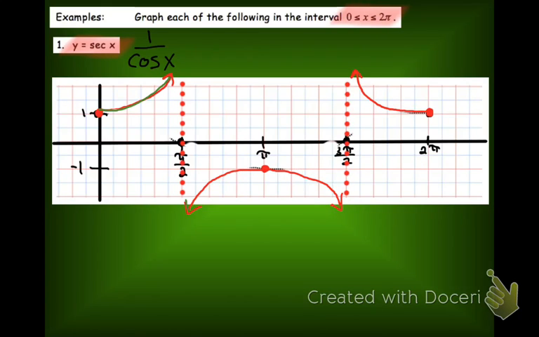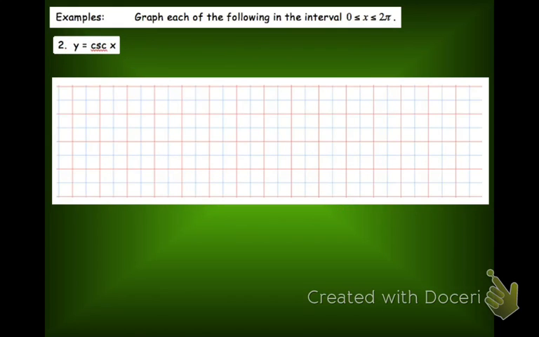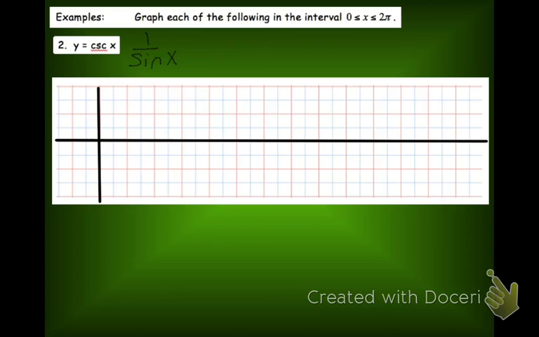So let's look at the next graph, which is now y equals cosecant of x. So remember, that's 1 over sine x. So I'm going to go ahead and put my lines in here, as you should on your paper. And I'm going to put my labels in as well, so you can do that also.